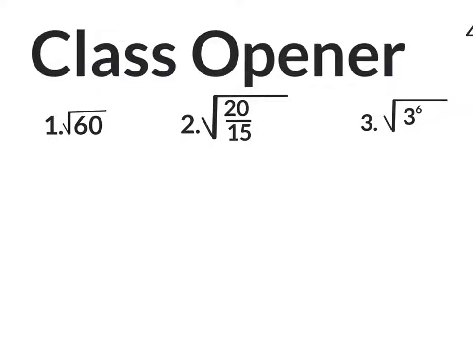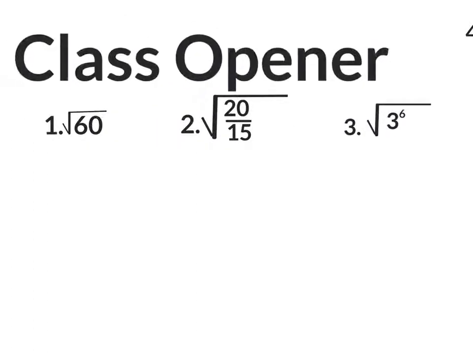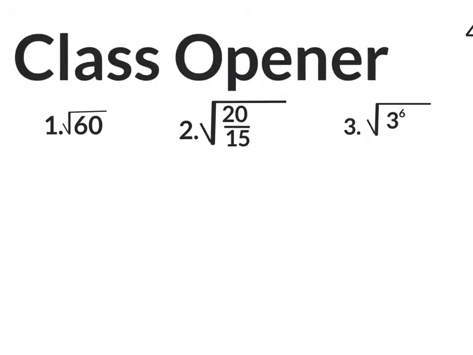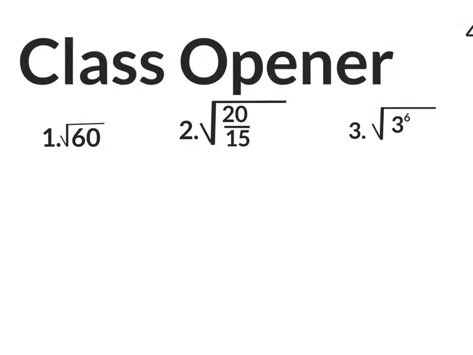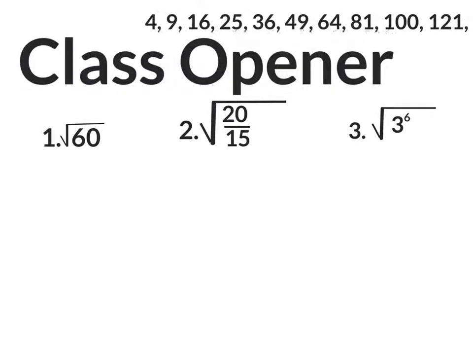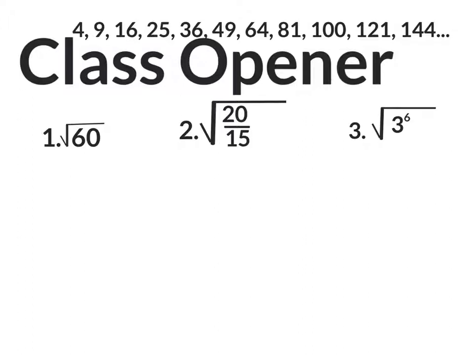So let's take a look at number one right here on the class opener. It says the square root of 60. And what I've been teaching you guys so far is to write down your perfect square number list: 4, 9, 16, 25, 36. You create that perfect square number list. That way, you realize, hey, there's no perfect square number in here. 60 is not a perfect square number. If it were 64, the answer would be 8. But it's not 64, it's 60. So it's not a perfect square number.